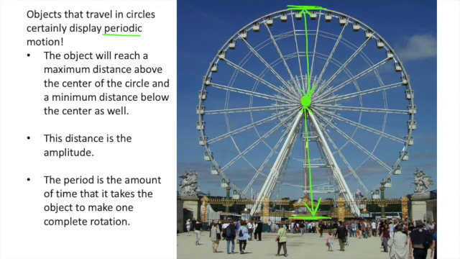So if we started here and we went all the way around our circle, that is going to be one period. So it's the amount of time that it takes you to get around there. These are really important. You'll see a lot of Ferris wheels when we get to solving problems with these, because they're a great example of a periodic sinusoidal function.